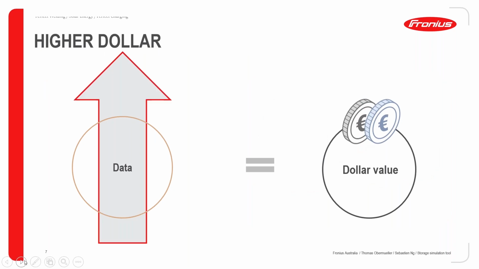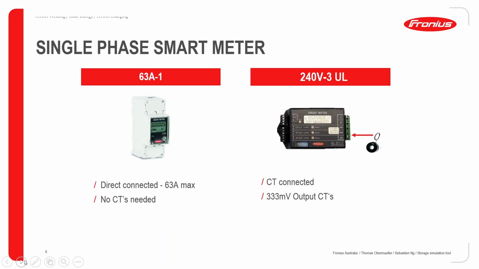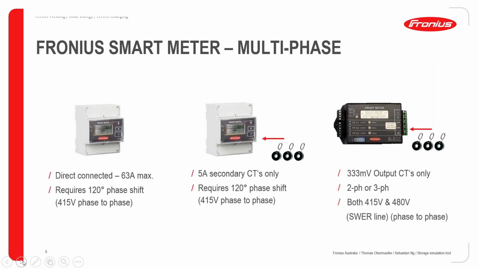We also know that the more data you have, the more value you will get. That's why we encourage people to install a smart meter on site. There are different types of smart meter we offer. You have a 63 amp direct connect, which is basically a maximum of 63 amps. You don't need CTs for this one. Then we also have a 240 UL meter. For this one, you will need a CT, and you will need to get one rated to whatever the main switch is rated at, to 333 millivolt. Then you also have your three-phase sites. That's where you need a three-phase smart meter. So the first one is a 63 amp direct connect.